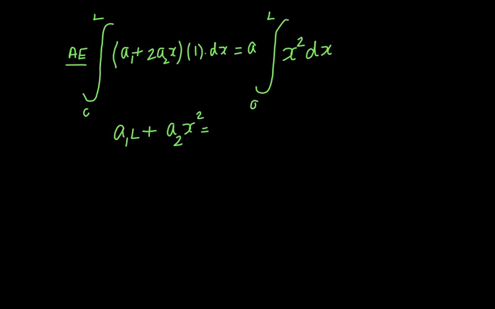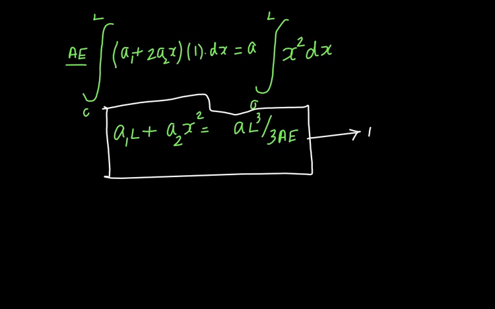If you integrate x squared, you get x cubed over 3. So upon the substitution of the limits, you get L cubed over 3, so AL cubed over 3. I'm bringing this AE to the right-hand side, so it goes to the denominator. It is 3AE. So that will be my first equation. Let me put a nice box here.